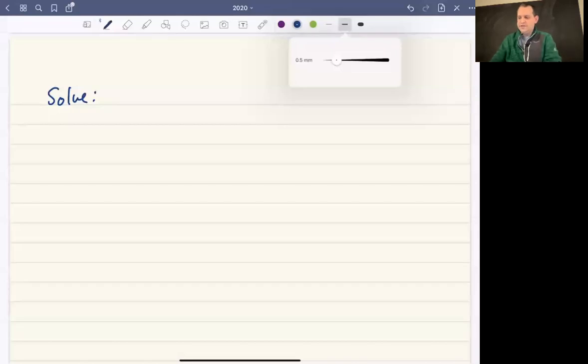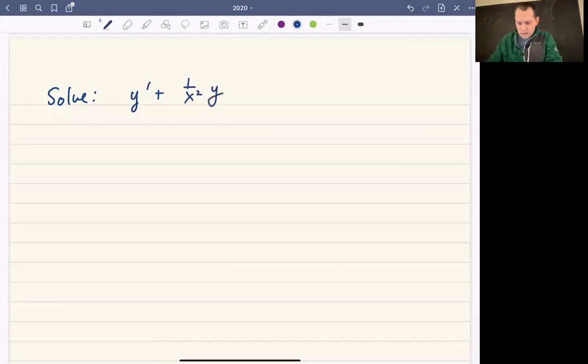So we're ready to do our first example of a first order linear differential equation. What I want to do is find the general solution to the differential equation y prime plus 1 over x squared y equals 5 times e to the 1 over x. This is not an initial value problem, just a general differential equation.